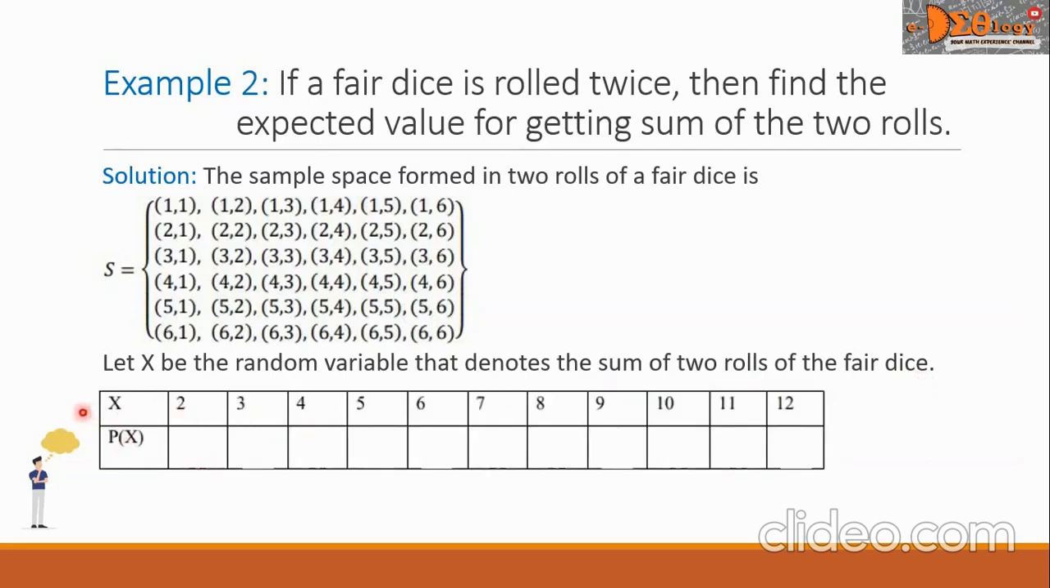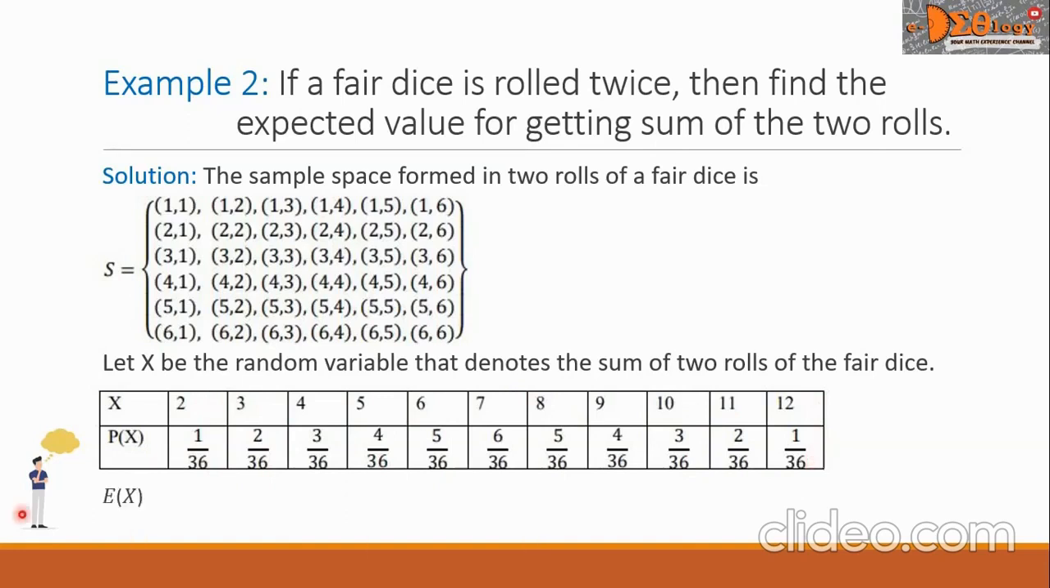For the first row, this is the row for x. The smallest sum is 2, and the highest sum is 12. For the second row, we are going to write the probabilities of each of the x respectively. For number 2, the probability is 1 over 36. For number 3, the probability is 2 over 36. And for the sum of 12, the probability is 1 over 36.